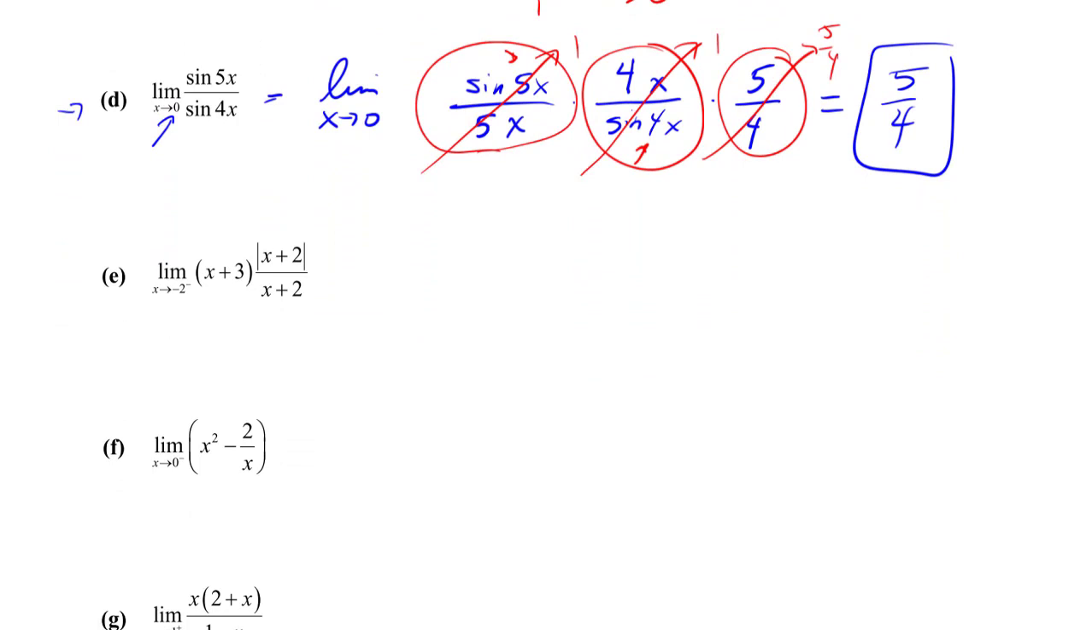Okay. How about the limit as x approaches negative 2 from the left of x plus 3 over absolute value of x plus 2 over x plus 2?